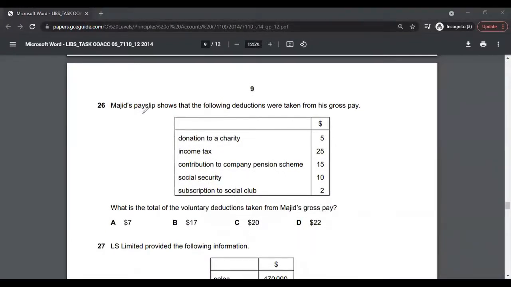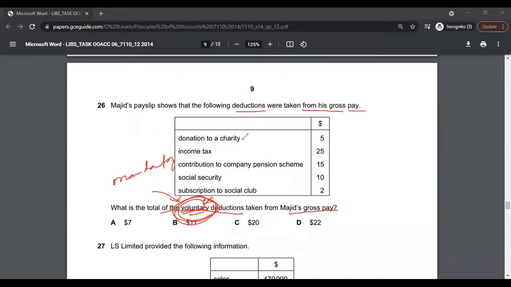Multiple choice 26. Majid's payslip shows that the following deductions were taken from his gross pay. What is the total of voluntary deductions? Focus on this word, voluntary deductions, not mandatory. This could equally be called mandatory, and that will change the answer, but this is voluntary. So we have to focus on this word, voluntary, from Majid's gross pay.